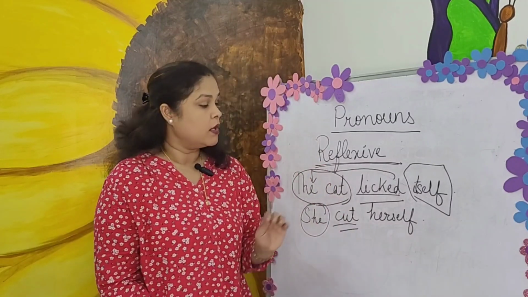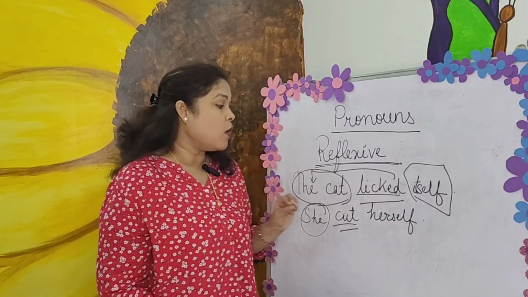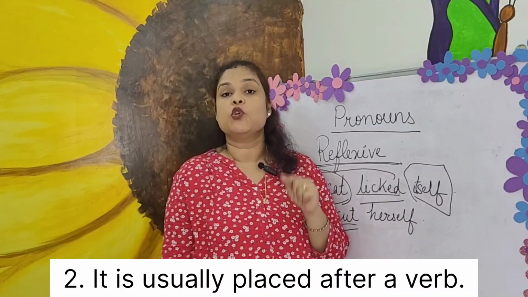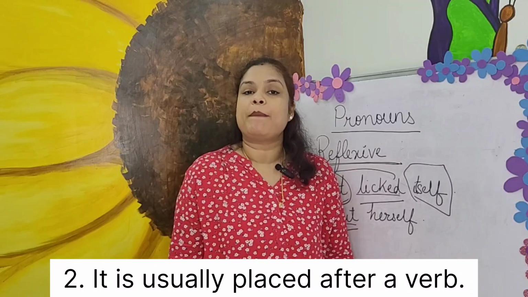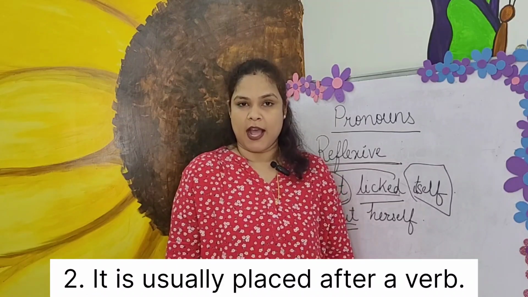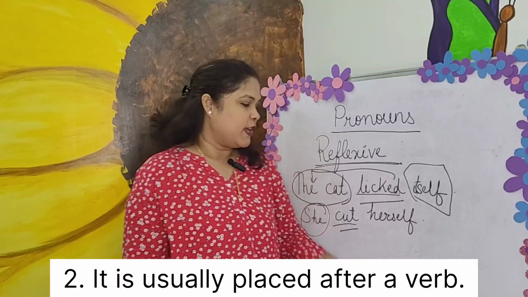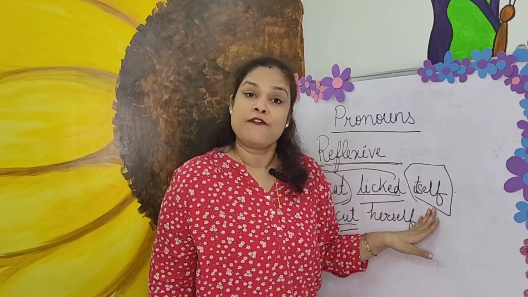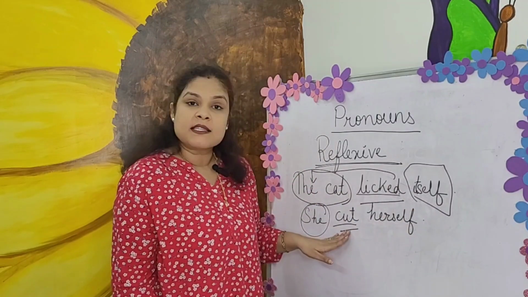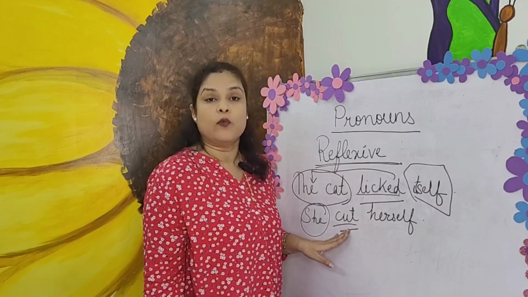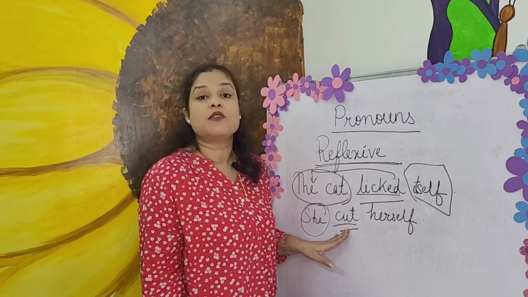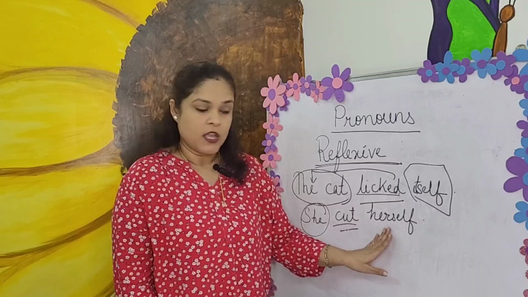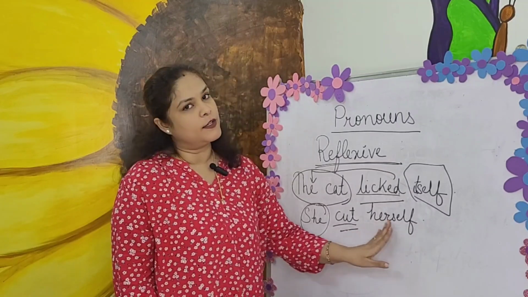Okay, see, now you have to understand the second point. Number one, we know what a reflexive pronoun is. Now you have to understand the placement of the reflexive pronoun. You will see it is usually placed after the verb or after the action. Here the action was licking, so it was placed after the action: licking itself, right? Cut is the action of the sentence, or the verb of the sentence, or the action performed by the subject, right? So she cut herself. It is usually placed after the verb.